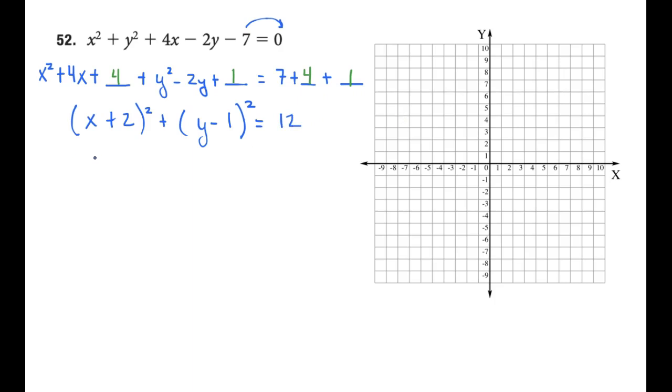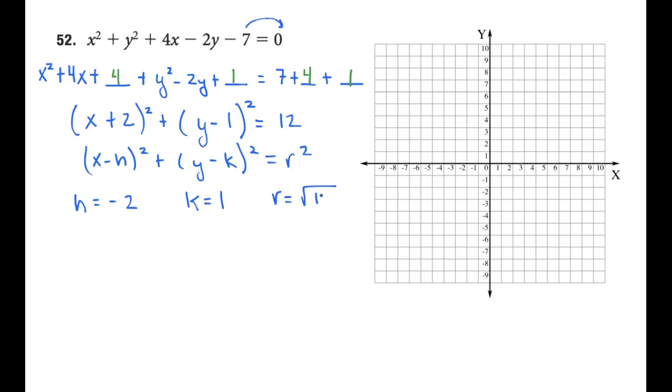Okay, so in the form (x minus h) squared plus (y minus k) squared equals r squared, we have h equals negative 2, k equals 1, and r equals the square root of 12. Okay, and you can go ahead and simplify that. So remember, this is 4 times 3. Square root of 4 is 2. Square root of 3. So r equals 2 square root of 3.